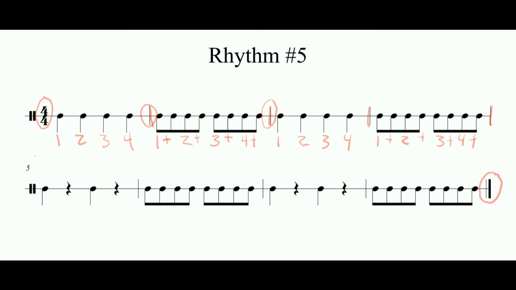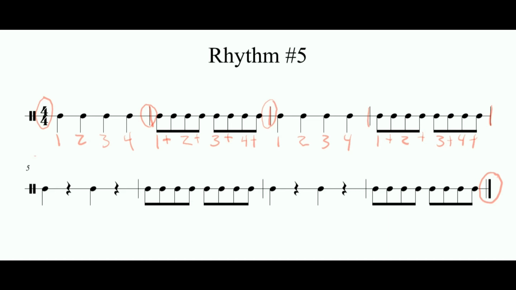Now that we have written out the counts for rhythm number 5, let's try actually counting through it out loud together. First thing you want to do is turn on your metronome to about 80 beats per minute. Then, after your metronome is going, you'll want to think through your counts. The quarter notes are going to be the same space as a tick, and the eighth notes are going to go twice as fast. Let's try counting it together.